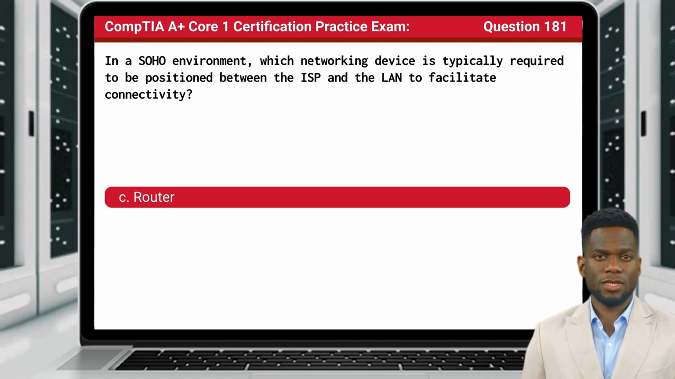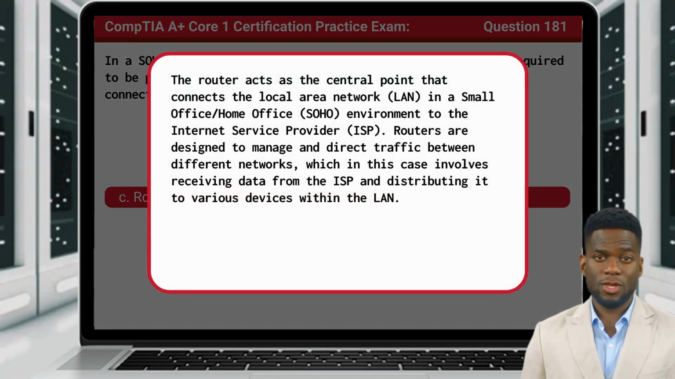The answer is C, router. The router acts as the central point that connects the local area network in a small home office environment to the internet service provider. Routers are designed to manage and direct traffic between different networks, which in this case involves receiving data from the ISP and distributing it to various devices within the LAN.